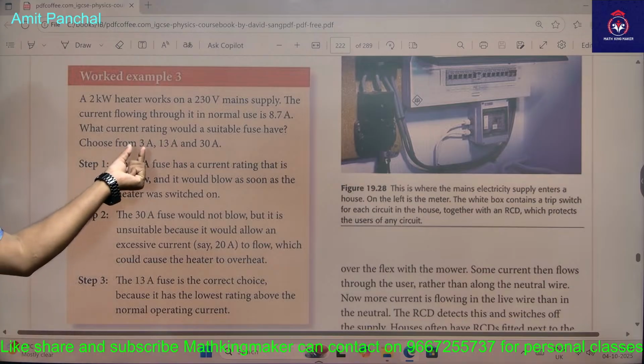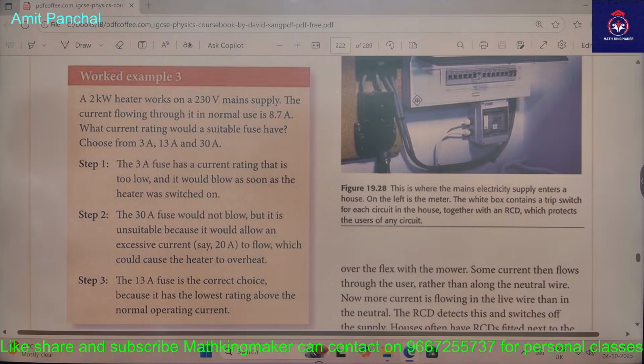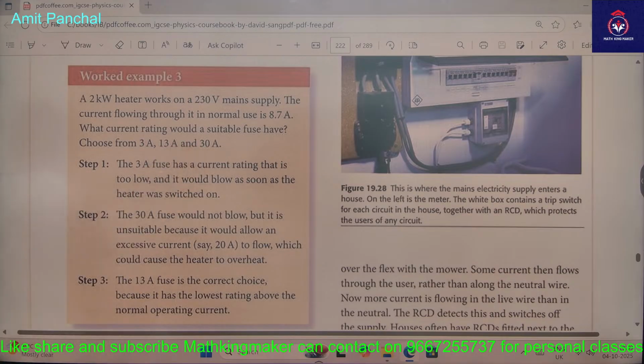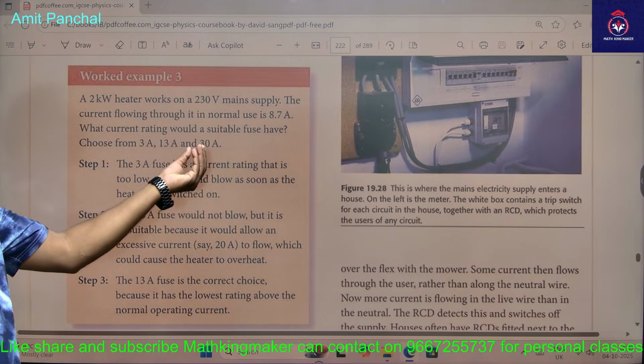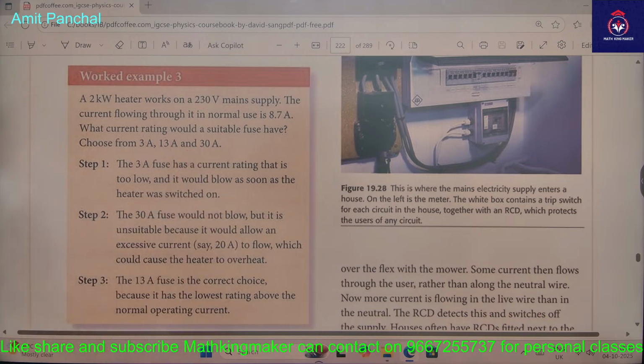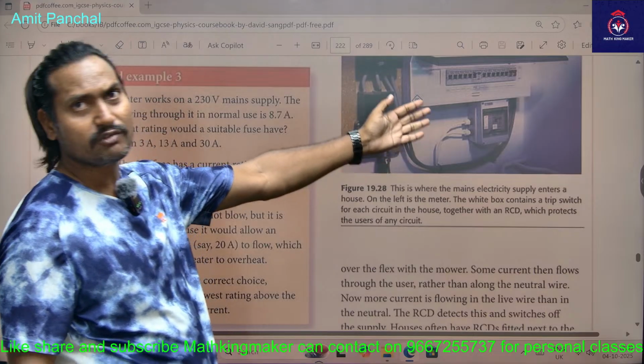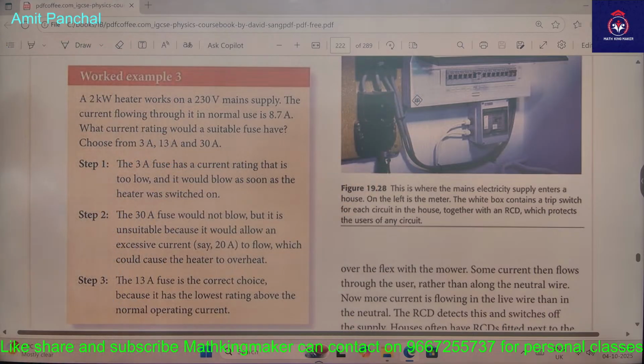3 amp will not work. 13 amp is best, right, sir? 13 amps is best. If you have a 30 amp fuse, that's too much, a very high current. Generally it is using 8.7, so if you use a 30 amp fuse, it will not blow. Even at 15 amps it will not blow, even at 28 it will not blow, but your appliance will be blowing off before the fuse.